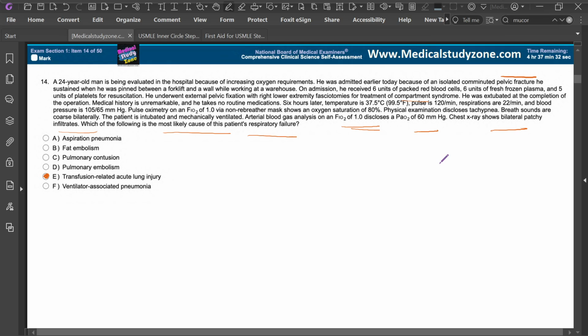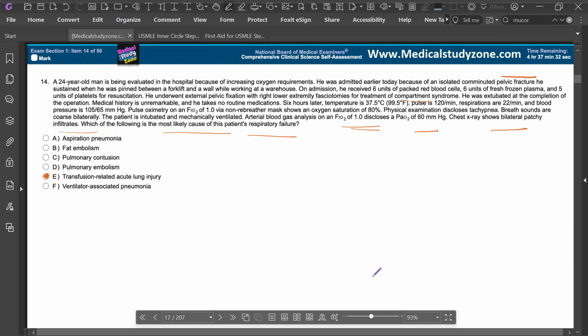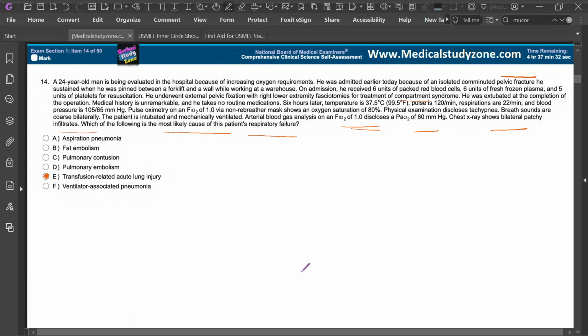He was admitted earlier today because of an isolated comminuted pelvic fracture he sustained when he was pinned between a forklift and a wall while working at a warehouse. On admission, he received 6 units of packed red blood cells, 6 units of fresh frozen plasma, and 5 units of platelets for resuscitation.